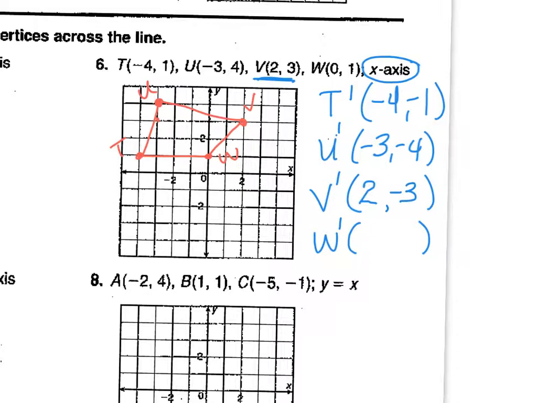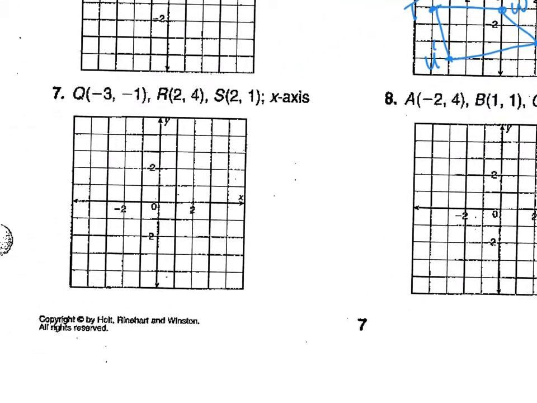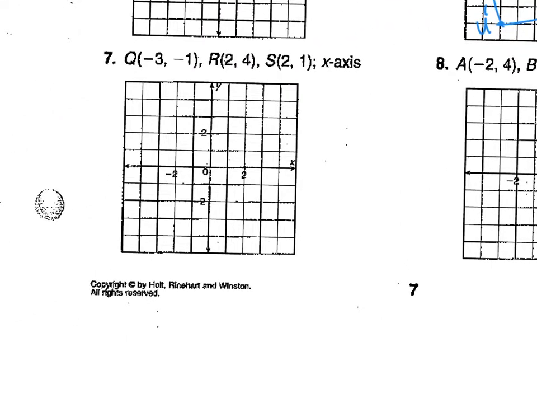Okay, Andrea, how about w prime? What would that be? 0, -1. 0, -1, great. So when you plot the points, -4, -1, make sure you put the t prime. -3, -4, put the u prime. V is 2, -3. That would be v prime, and w is 0, -1, so it's w prime. And then connect those points, and that's what you are supposed to have as the reflection for that quadrilateral. Okay, now let's go ahead and move on to number 7. Let me give you a chance to work on number 7, then we'll move on to number 8.